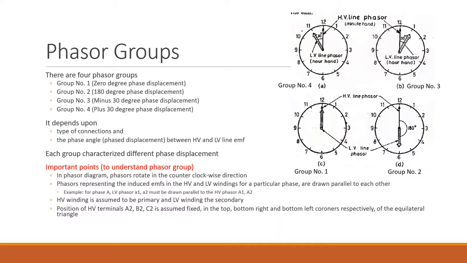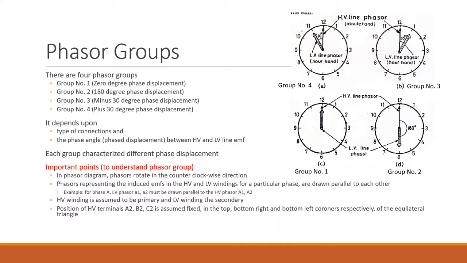HV phasor, HV line EMF, LV line EMF, they coincide at that time. The time phase displacement will be 0. That's why we are calling it a 0 degree phase displacement group. So in the 0 degree phase displacement group, the hour hand and the minute hand will be at 12 o'clock, right? I think the things are clear to you.